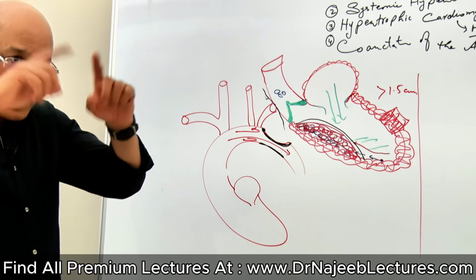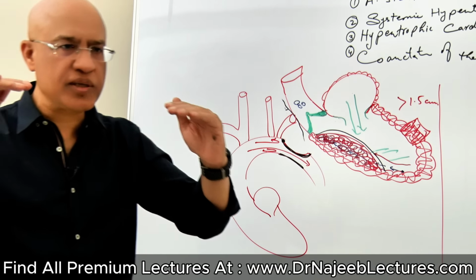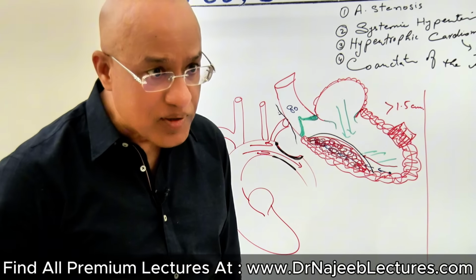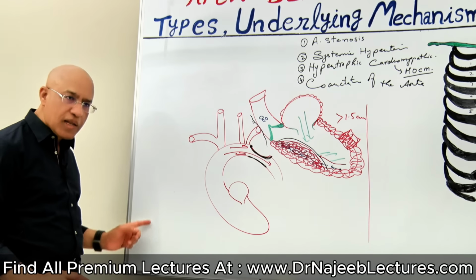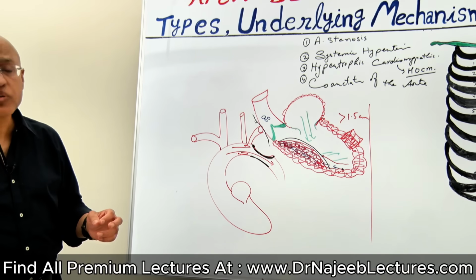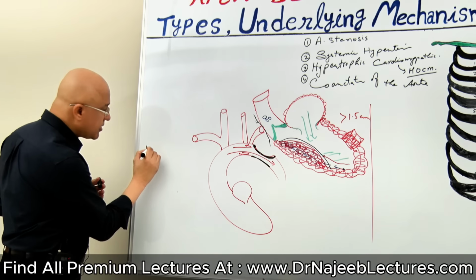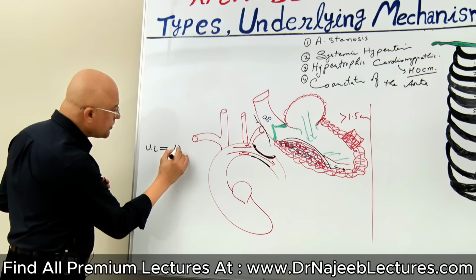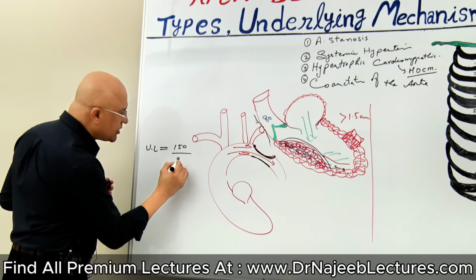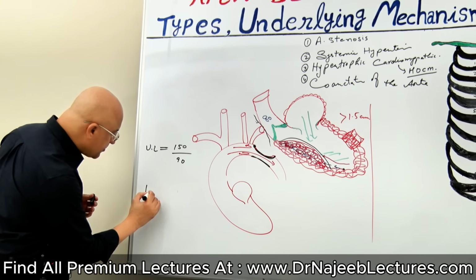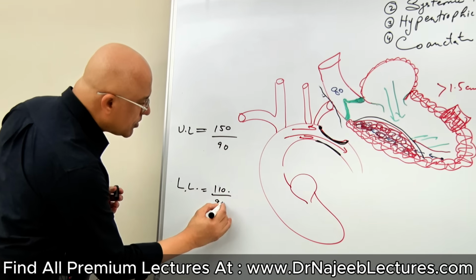So this is the systolic blood pressure which is elevated in upper limbs, and it is the systolic blood pressure which is low in the lower limbs. So then what about diastolic? Diastolic pressure in upper limb and lower limb is still almost equal. For example, in the upper extremity, blood pressure will be 150 by, let's suppose, 90. But in the lower limb, you will find 110 by about 90.